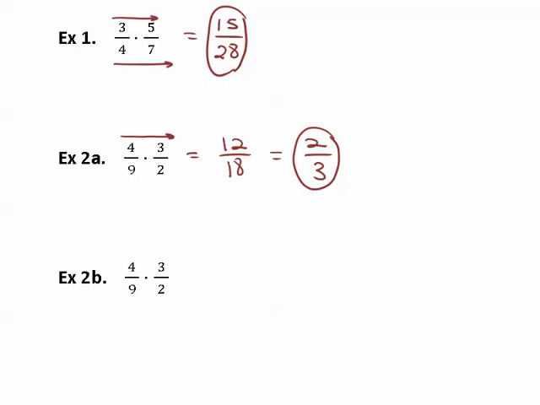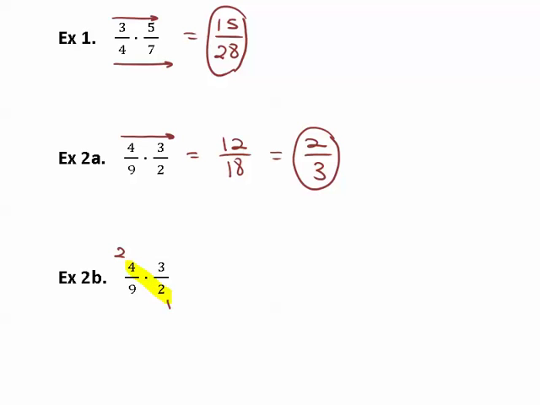Now, what I'm going to show you in example 2b only works with multiplication of fractions. You can only do this when you multiply fractions. I call this cross-canceling or cross-reducing if you want to. If you look at the diagonals, we have 4 and 2 here. They're both divisible by 2. 2 divides into 2 once. 2 divides into 4 twice.